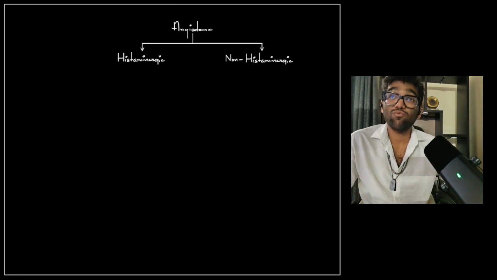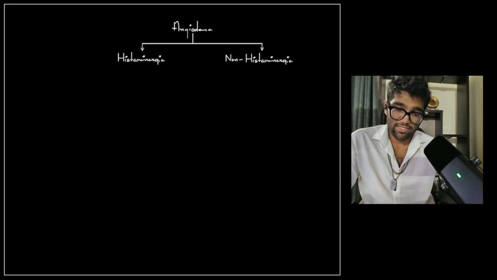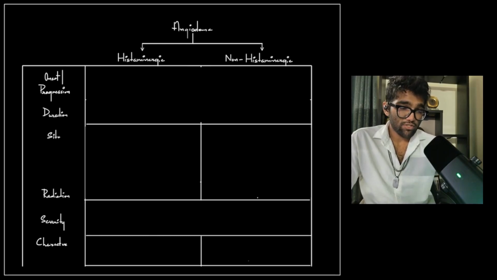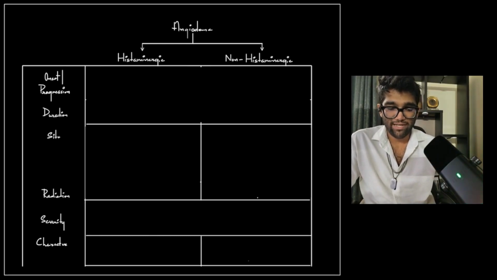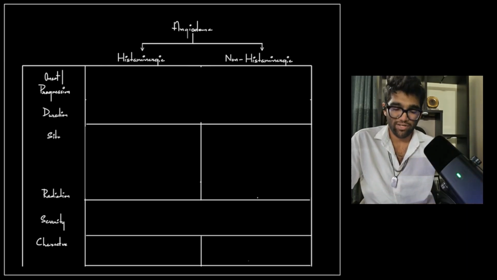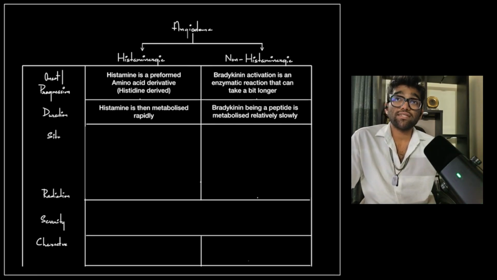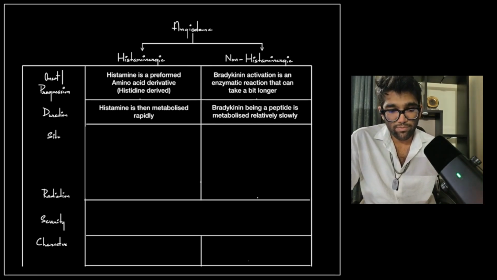Now, clinically, what are the other clinical features that help us differentiate histaminergic from non-histaminergic angioedema? Like in any other symptom, there is onset, progression, duration of symptom, site, radiation, though radiation is not applicable since it's not pain, severity and character. See, histamine is a preformed amino acid derivative, synthesized from histidine. Histamine is then metabolized rapidly.